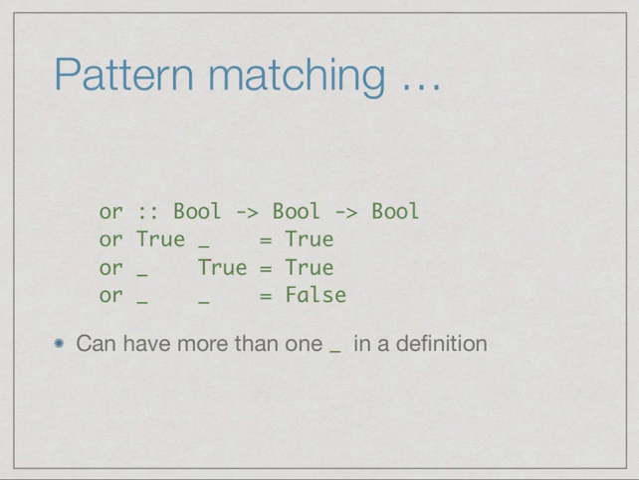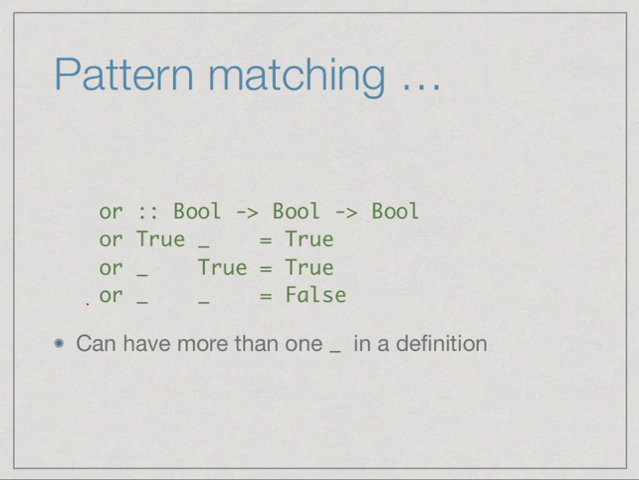So here is a more extreme version of that. Here is the version of OR that we had written, but now with these wildcards. OR says that if the first argument is true, it doesn't matter what the second argument is, the answer is true. Similarly, if the second argument is true, it doesn't matter what the first argument is, the answer is true. And now if we have skipped both of these, no matter what I give, the answer is false.